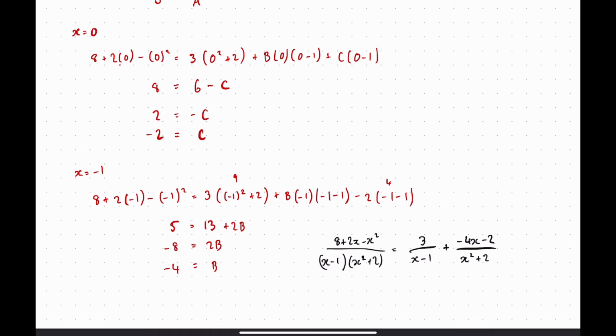But as you'll notice in the textbook, the way they've rewritten that is 3 over x minus 1 minus positive 4x positive 2, because when we take the negative out of a 4, we should also take the negative out of a 2. We'll change the sign, at least. If that was a positive in front of a 2, that should become a negative. Over x squared plus 2.